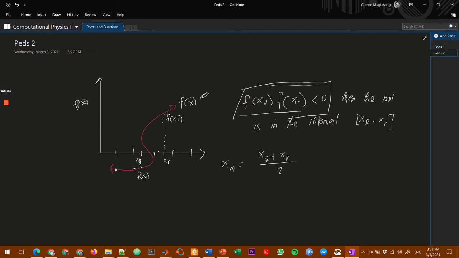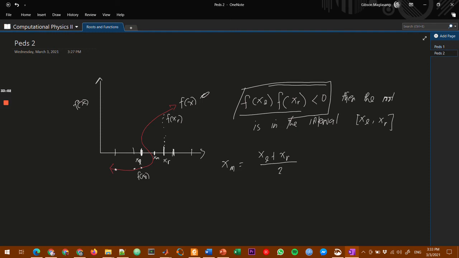Then evaluate where the solution is enclosed: between xl and xm, or xm and xr. So this is xl, this is xr, and this is xm, our midpoint. It is easy to see graphically that the root is between xl and xm, not between xm and xr.